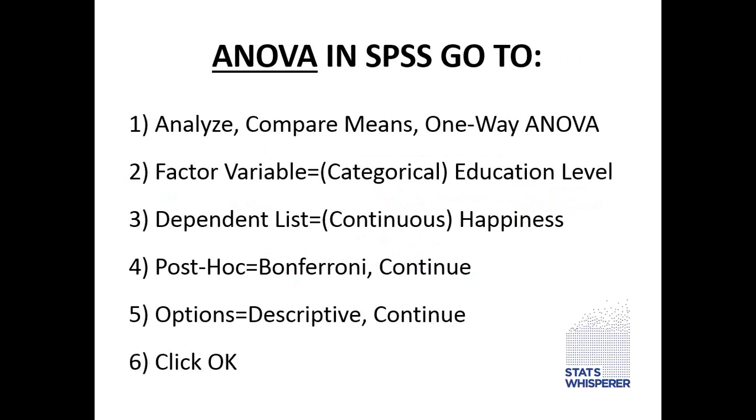So to do this in SPSS, and this is in the text too, you go to Analyze, Compare Means, One-Way ANOVA. The factor variable is the categorical variable, and where it says dependent list, we put in happiness. Then you have to remember under post hoc to click Bonferroni, Continue, and under Options, click Descriptive and Continue, and then click OK or Paste. And let's do that in SPSS.